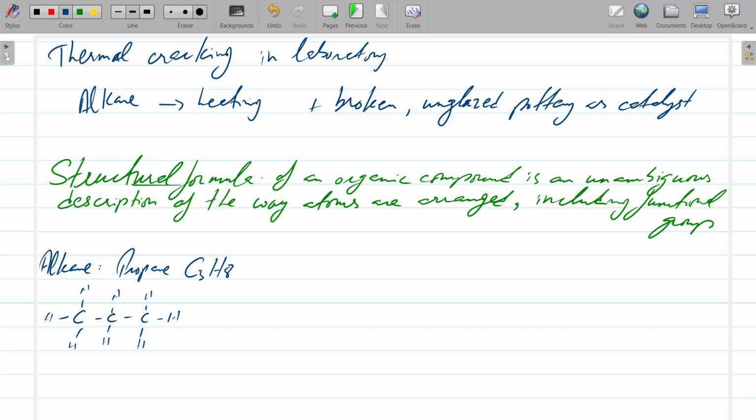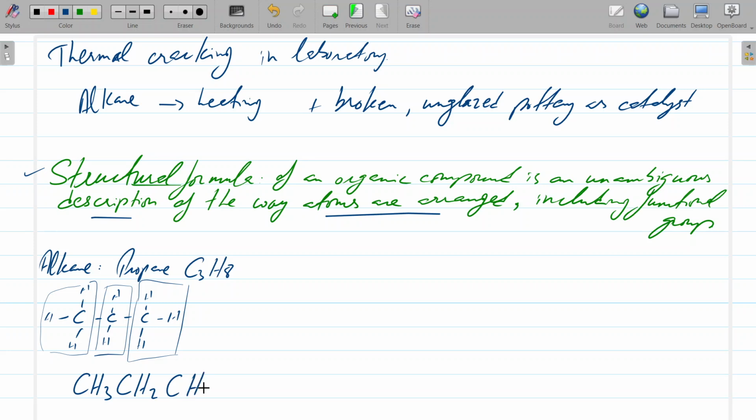What is the structural formula? For the structural formula, because it is describing the way the atoms are arranged, what you do is break up each carbon and everything that's attached to it when you're writing. You don't need to draw this out. The displayed formula is giving you the maximum information. But for the structural formula, what you'll do is write CH3, CH2, CH3.